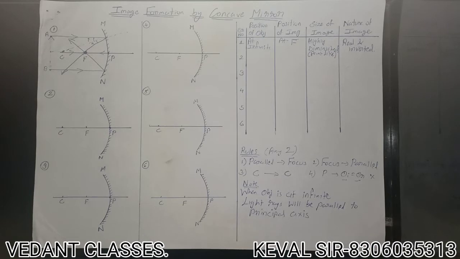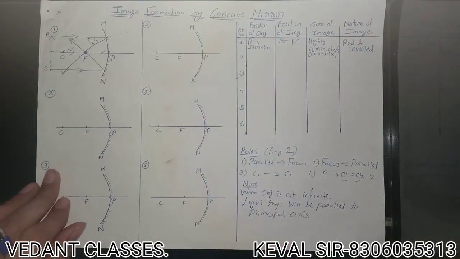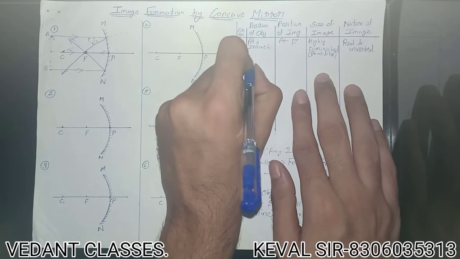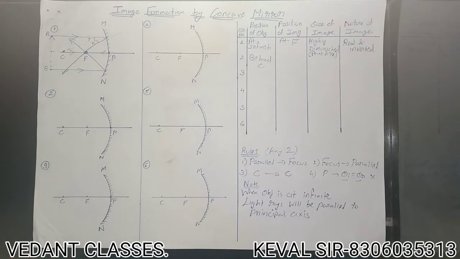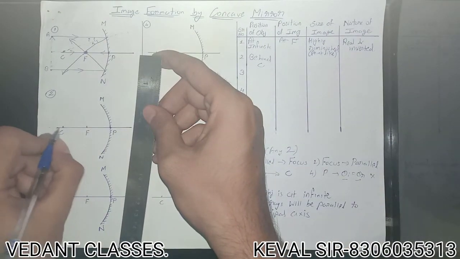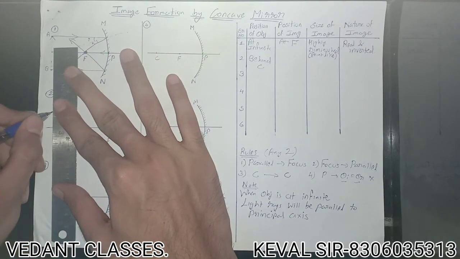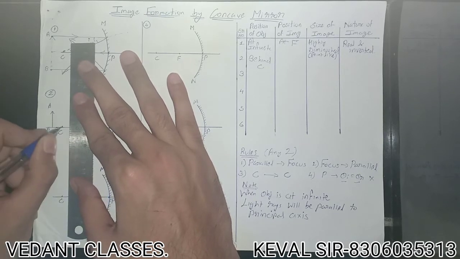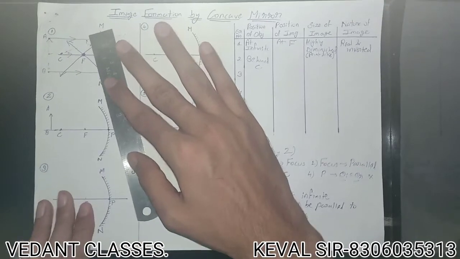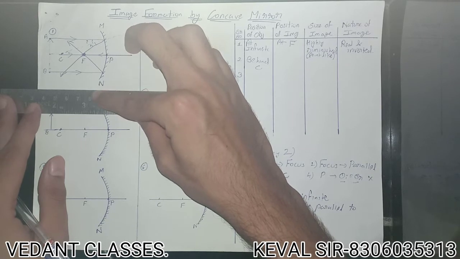Now let's see case number 2. In case number 2, we'll place an object behind C, behind the center of curvature. So the position of the object will be behind C. Let's draw the image formation for this. Let's say we have an object AB over here, behind C. First of all we need to take a parallel incident ray, which will be parallel to the principal axis.